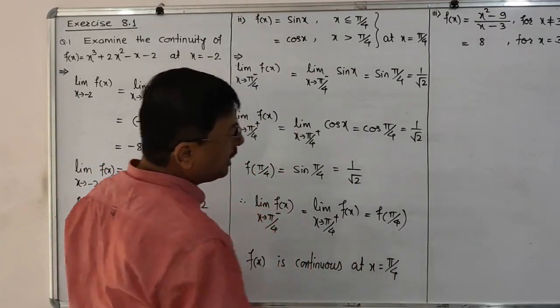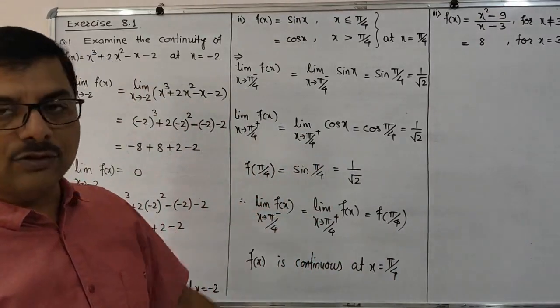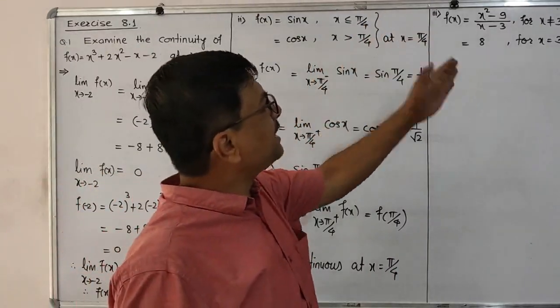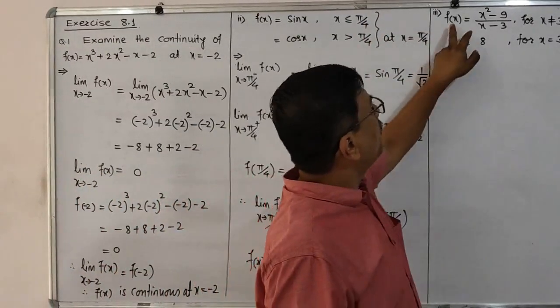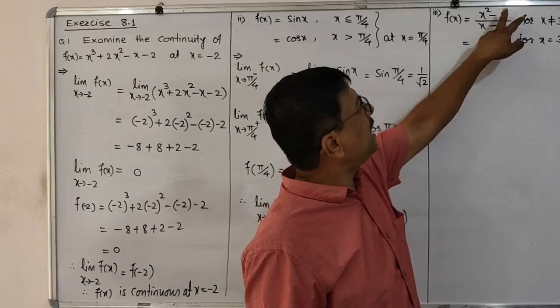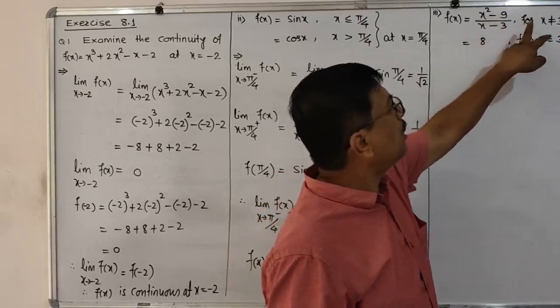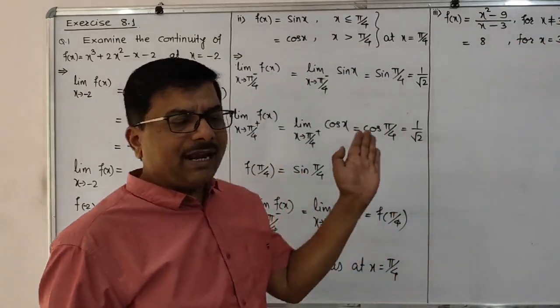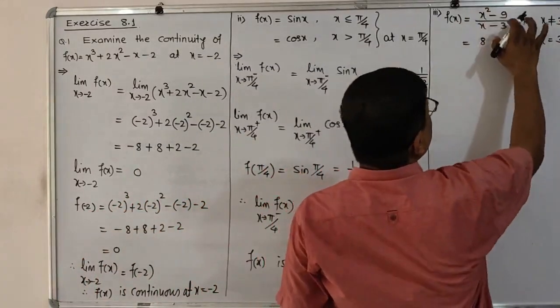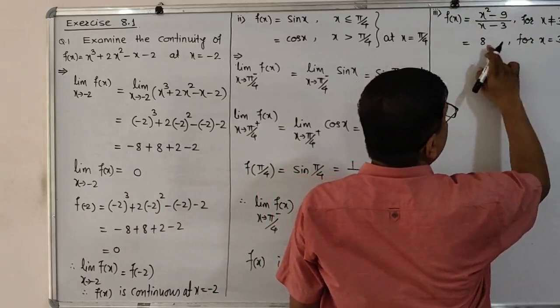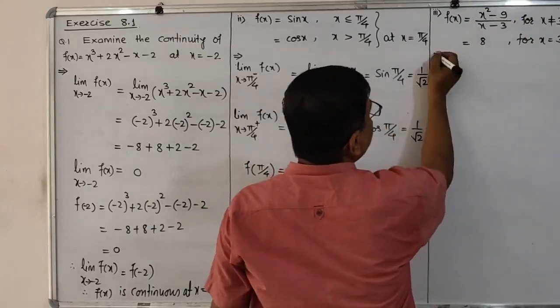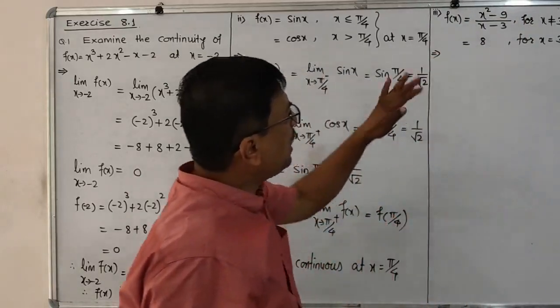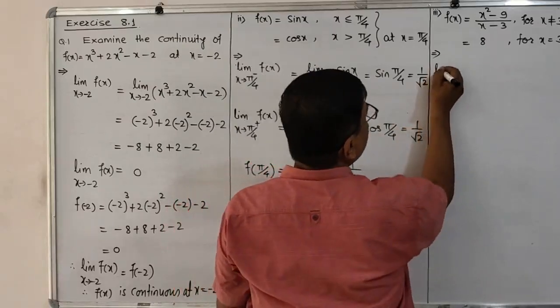pi by 4 के लिए ये function continuous हो गया. अब देखते हैं third example. तीसरे example में function दिया है x square minus 9 upon x minus 3 for x is not equal to 3, means for less than 3 and greater than 3 the function is same, but for x is equal to 3 its value is given 8. For that we are going to find its limit. Then find the limit of the function.